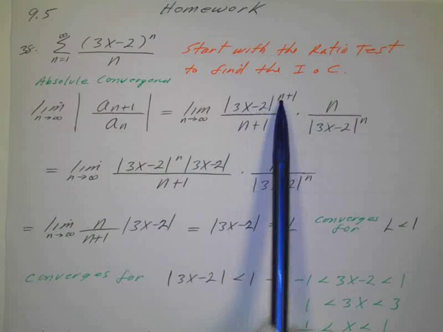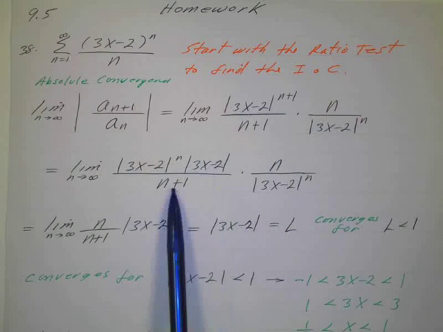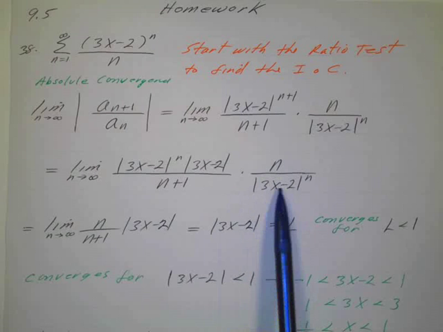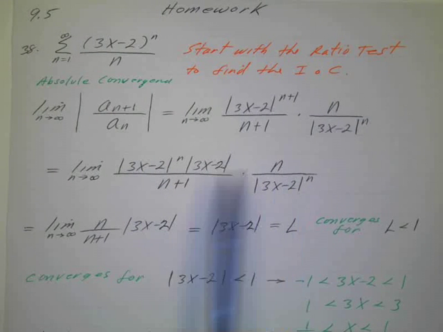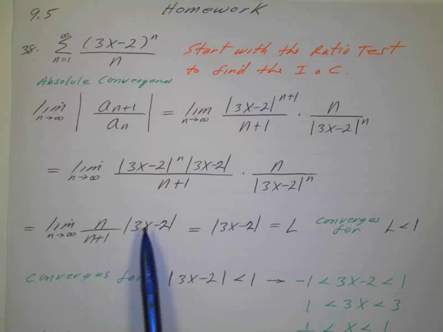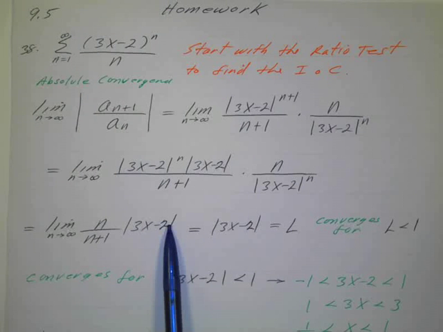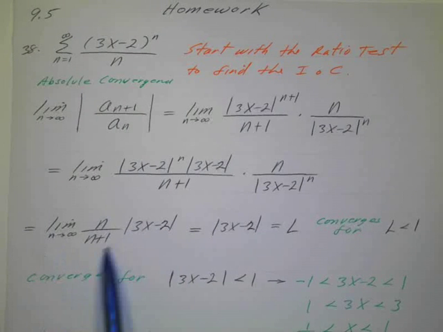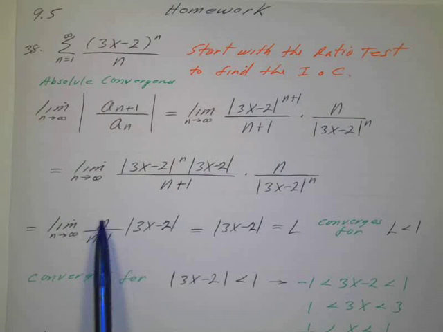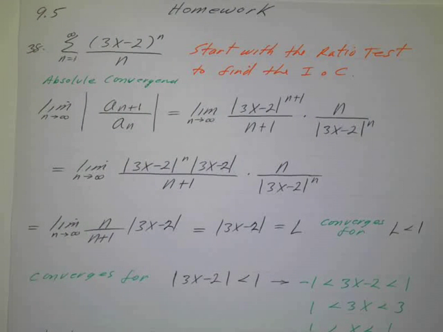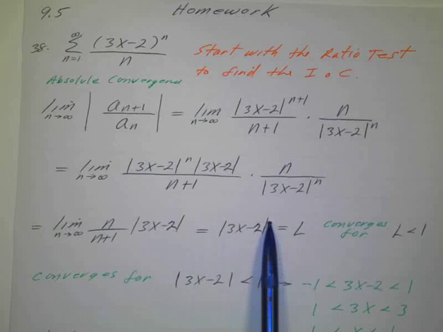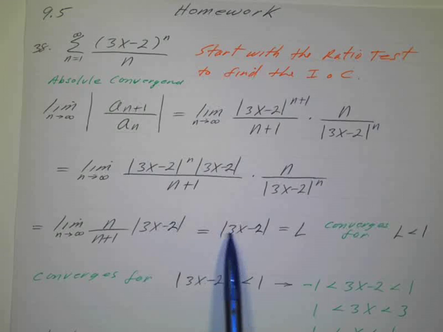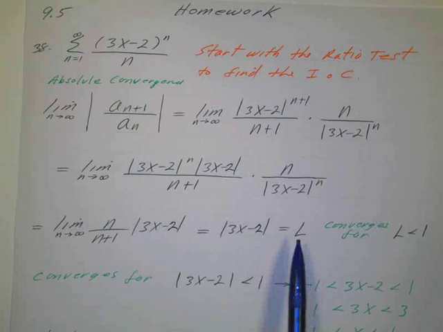Then we can expand this out to |3x minus 2|^n times |3x minus 2| all over n+1, n and |3x minus 2|^n, and those |3x minus 2|^n's cancel. I can put the n with the n+1 in front, times |3x minus 2|. If I take the limit as n approaches infinity of this, this is just going to be 1. We know that by many ways. So that's just 1 times this, so my limit equals the absolute value of 3x minus 2.